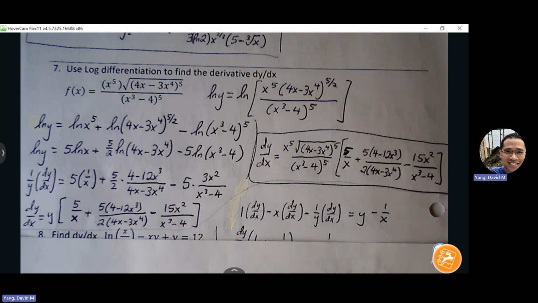Okay, so when that 5 comes down, it's just 5 natural log of x. Remember, that's the power property, right? The power property allows all the exponents to come down to the front. Do that here, do that here. I mean, it's not wrong. If you do it this way, you'll still get the same answer.